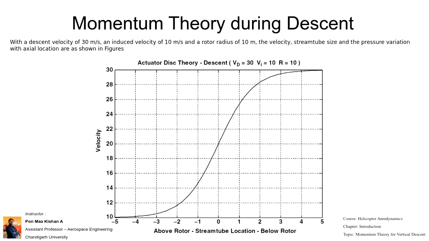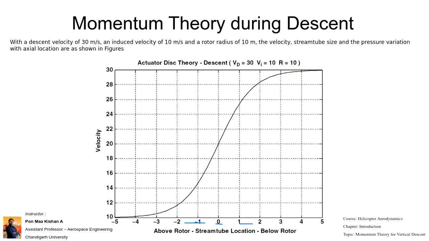So there are some graphical representations from these equations which we have solved before. This zero position is called the rotor position, where the negative sign indicates the lower part of the rotor and the positive indicates the upper part of the rotor. The velocity is given in the x direction.